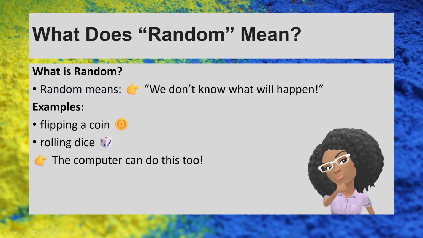What does random mean? What is random? Random means we don't know what will happen. Some examples are flipping a coin or rolling dice. The computer can do this too.